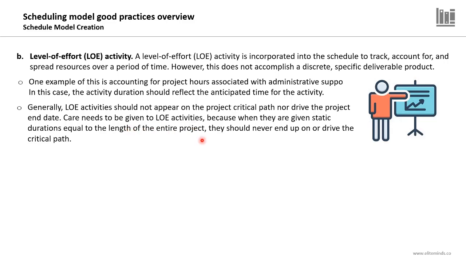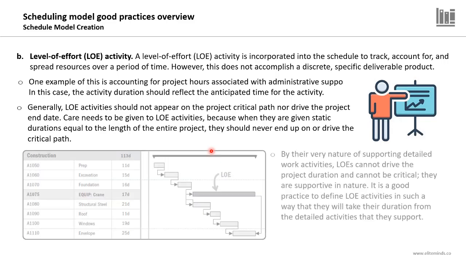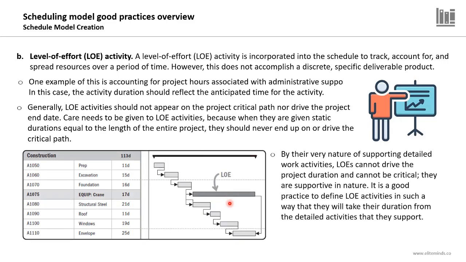Care needs to be given to the level of effort activities, because when they are given static durations equal to the length of the entire project, they should never end up on or drive the critical path of the project. So here is an example of a level of effort activity. It is not part of the critical path and it will not drive the project end date. By their very nature of supporting detailed work activities, level of efforts cannot drive the project duration and cannot be critical. This is very important for the level of effort activities. They are supportive in nature.